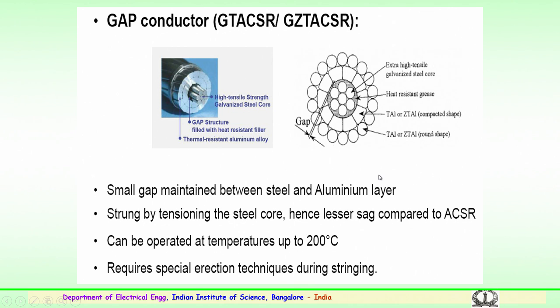So, this thermal resistant aluminum alloy and a small gap between them is a heat resistant filler, which is maintained between the steel and aluminum. Here basically this junction is the gap here, and these conductors are strung by tensioning the steel core. So, hence these have lesser sag again in comparison to the aluminum conductor steel reinforced type.